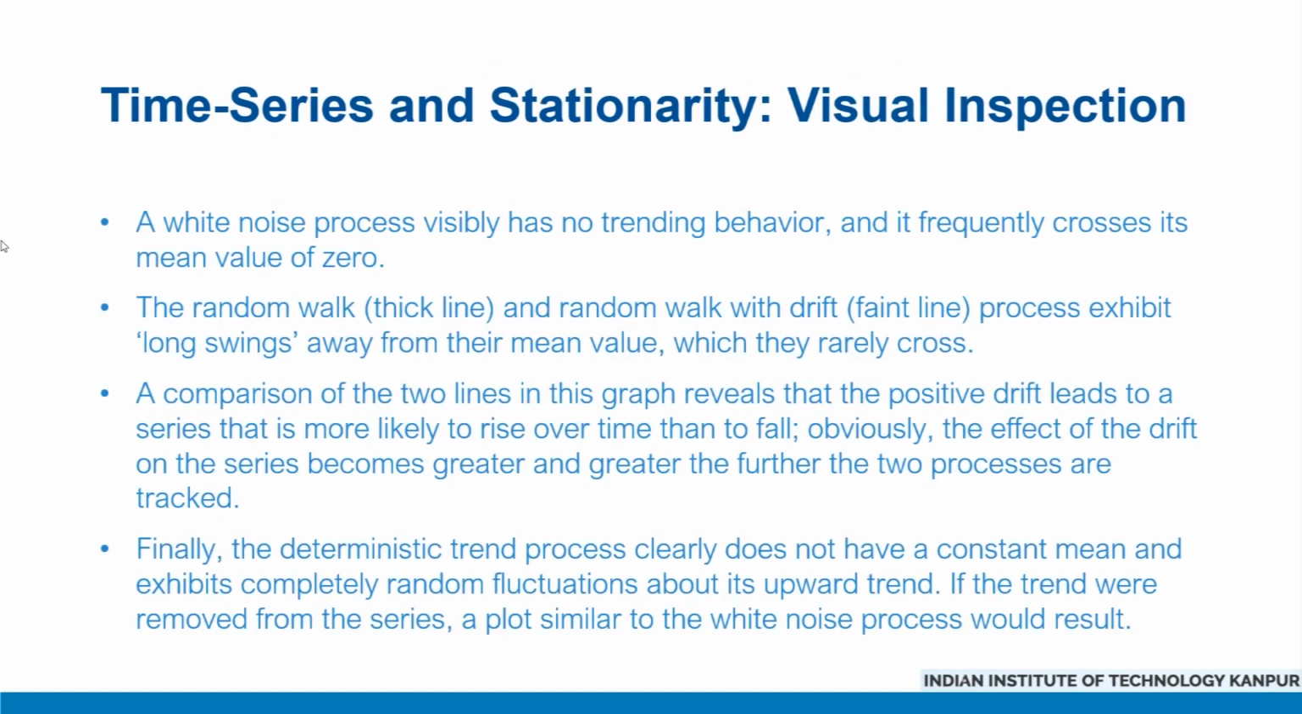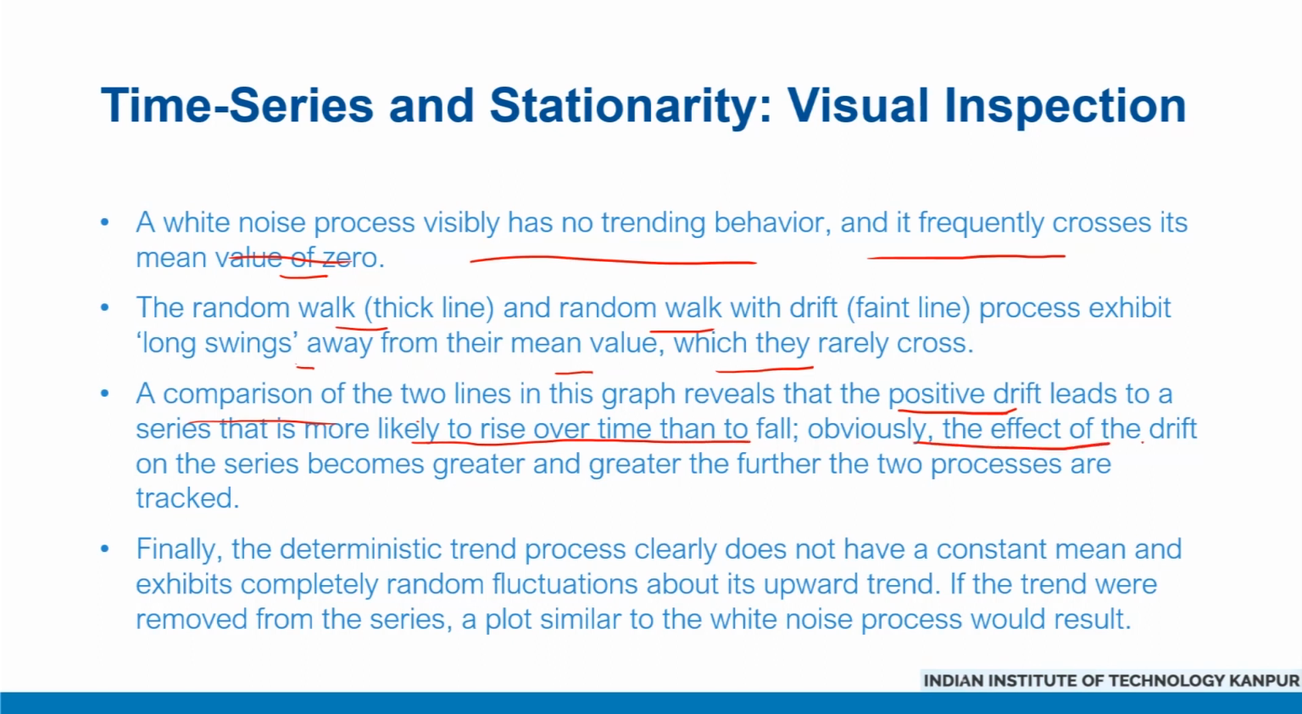Now, to summarize this video, we saw visually that a white noise process has no trending behavior and it frequently crosses its mean value, which is generally 0. We also saw the random walk process and a random walk with drift process, and they exhibited long swings around their mean value, and they cross their mean value very rarely as compared to the white noise process. When we compared random walk and random walk with drift, we found that if there was a positive drift in the process, the series was more likely to rise over time and deviate much further as compared to a simple random walk. And this effect of positive drift became greater and greater as time passed.